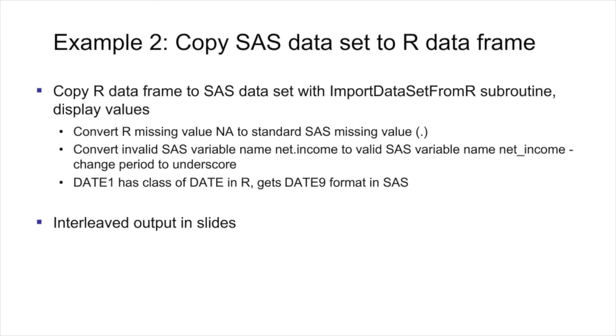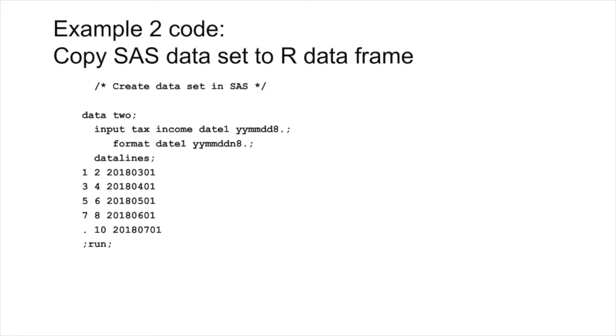Okay, here's our SAS data set. We're just going to do a little data step here and make a SAS data set with a few variables and a few observations. Note that the last column, date1, is a SAS date, with the format YYMMDDN8. Note that in our last observation, that text is a missing value.